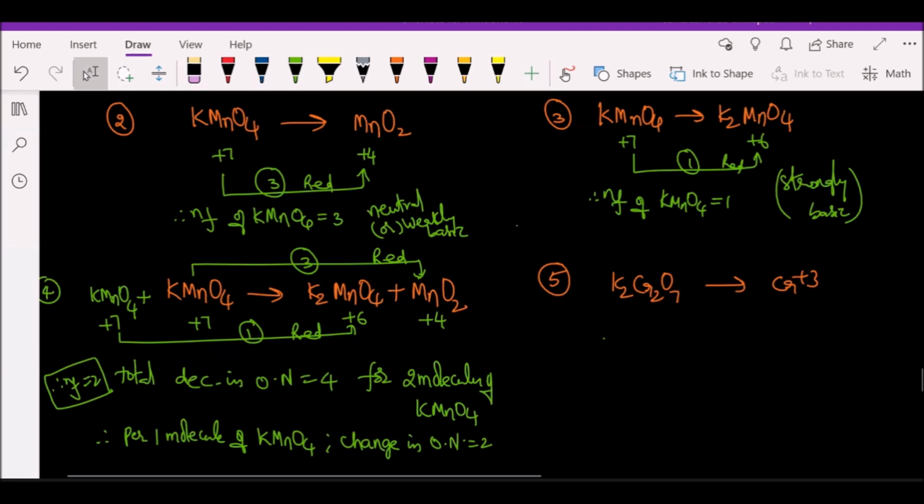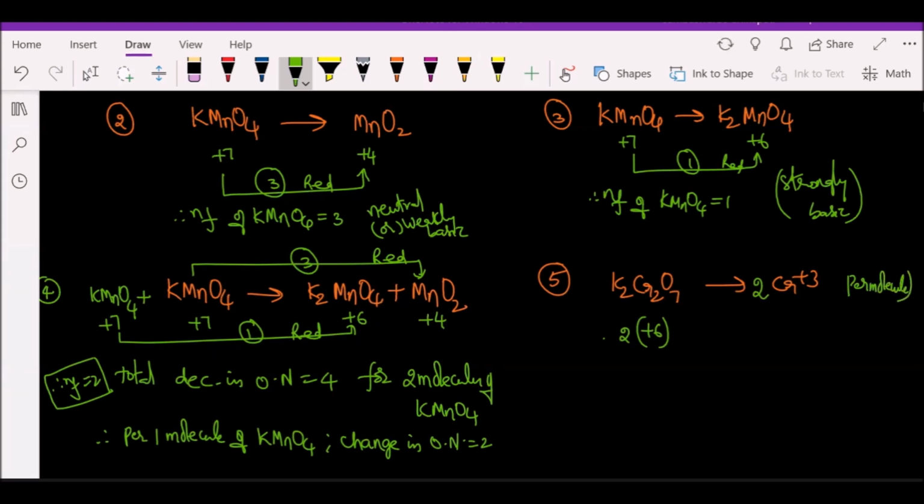So let us see the fifth example. Here we have 2 chromiums. You must compulsorily take 2 chromiums because chromium is the species undergoing change. Each chromium is +6 and there are 2 chromiums per molecule. So always remember per molecule of reactant, every time you should keep that in mind.